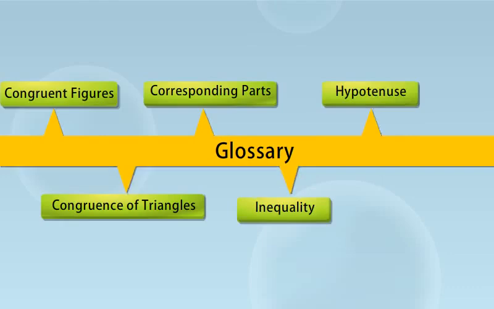Angles opposite to equal sides of a triangle are equal. Sides opposite to equal angles of a triangle are equal. If two sides of a triangle are unequal, then the longer side has the greater angle opposite to it. In a triangle, the greater angle has the longer side opposite to it. Sum of any two sides of a triangle is greater than the third side.